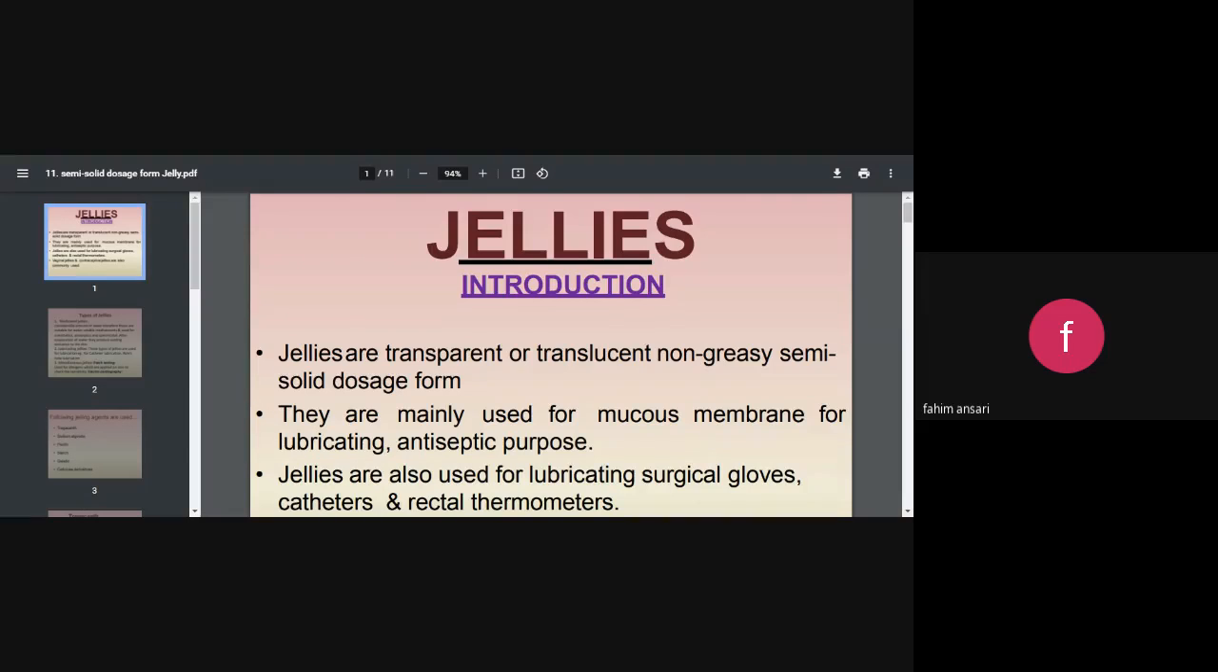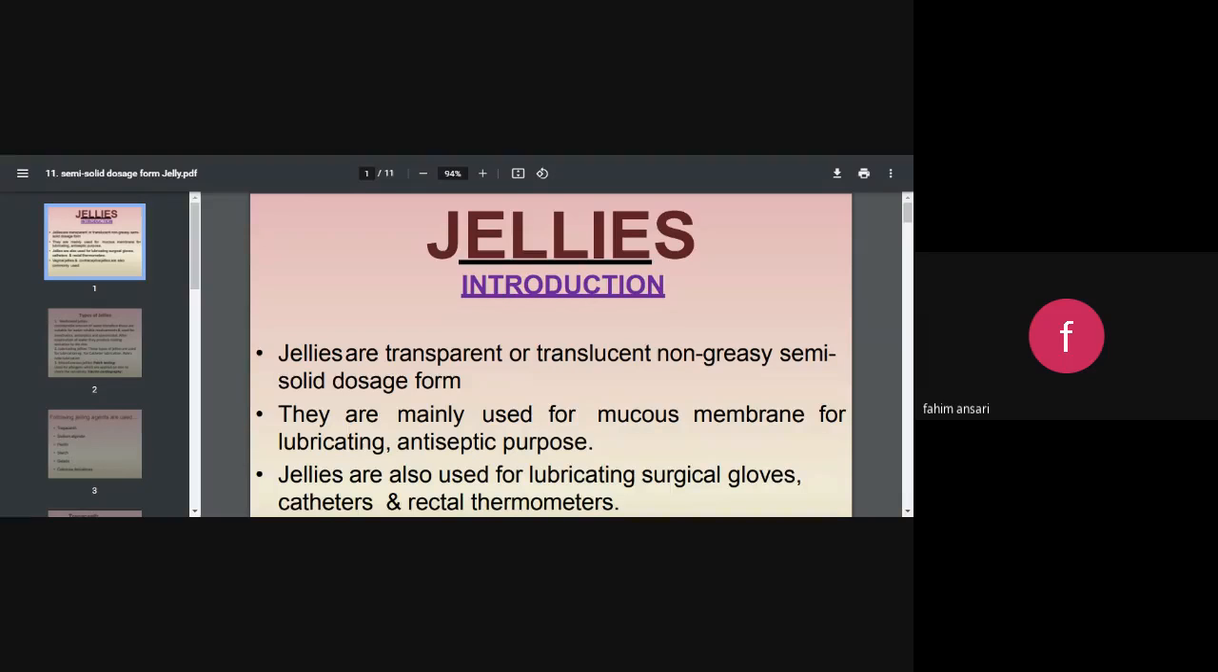Today we discuss jellies. What are jellies? Jellies are semi-solid dosage forms. They are transparent or translucent, non-greasy semi-solid dosage forms. They are mainly used on the mucous membrane for lubricating, antiseptic, and protecting purposes. Jellies are also used for surgical gloves, catheters, and rectal thermometers.